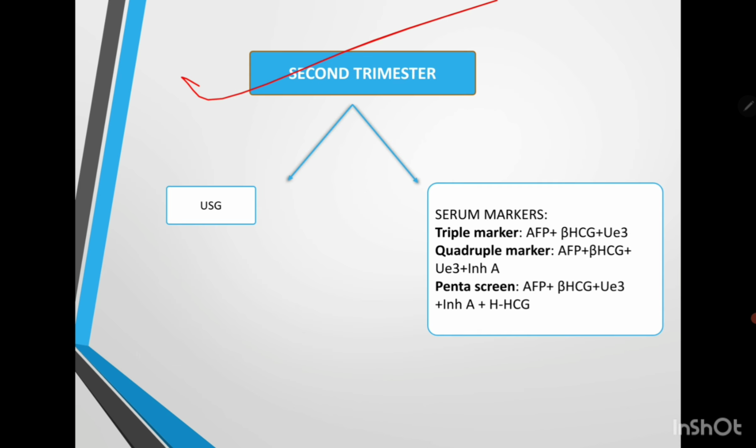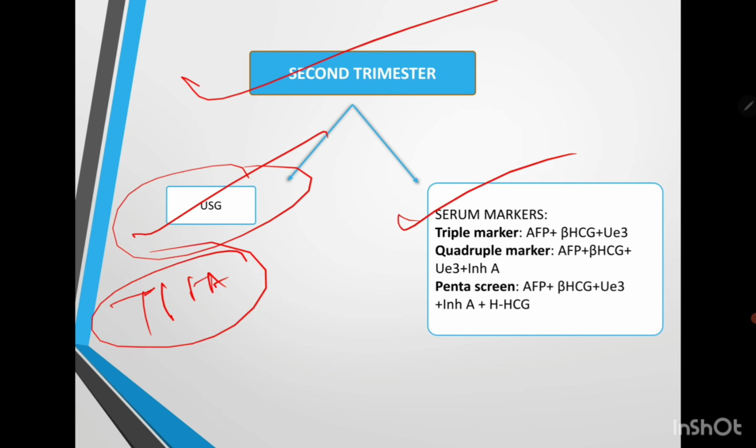In the second trimester you have an ultrasound, because this is the targeted fetal anomaly scan. You can go for these scans, very important. Then serum markers: if you go by triple markers, it is alpha-fetoprotein, beta-hCG, unconjugated estradiol. Then quadruple markers: alpha-fetoprotein, beta-hCG, unconjugated estradiol, inhibin A, plus the penta screen, if you add hCG and inhibin A, unconjugated hCG, estradiol.